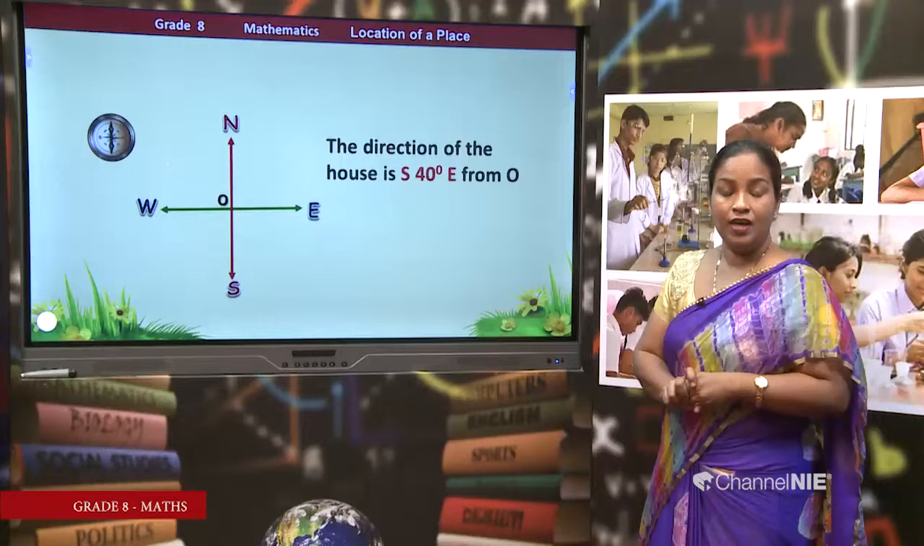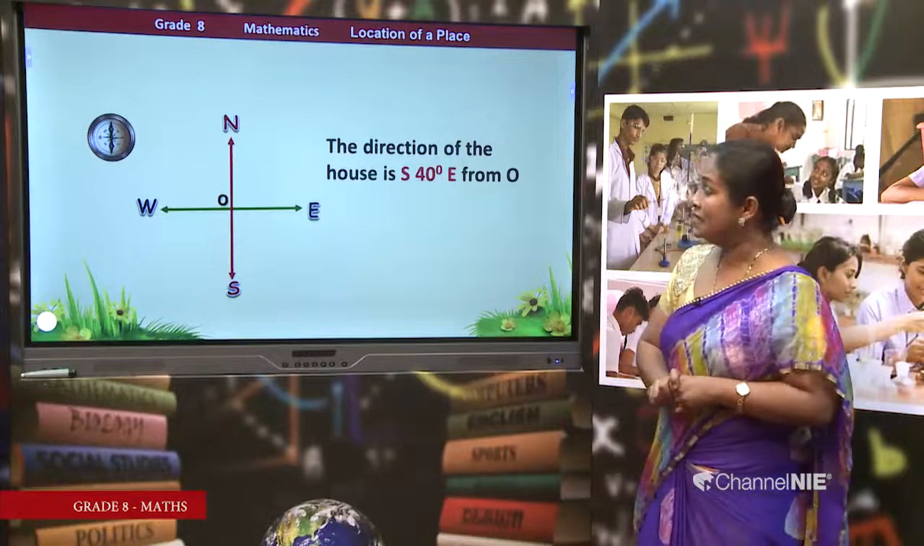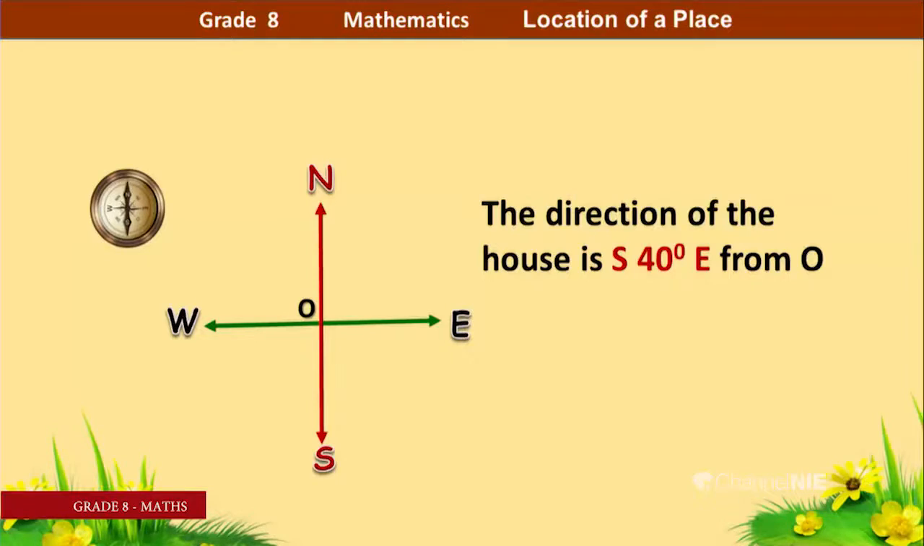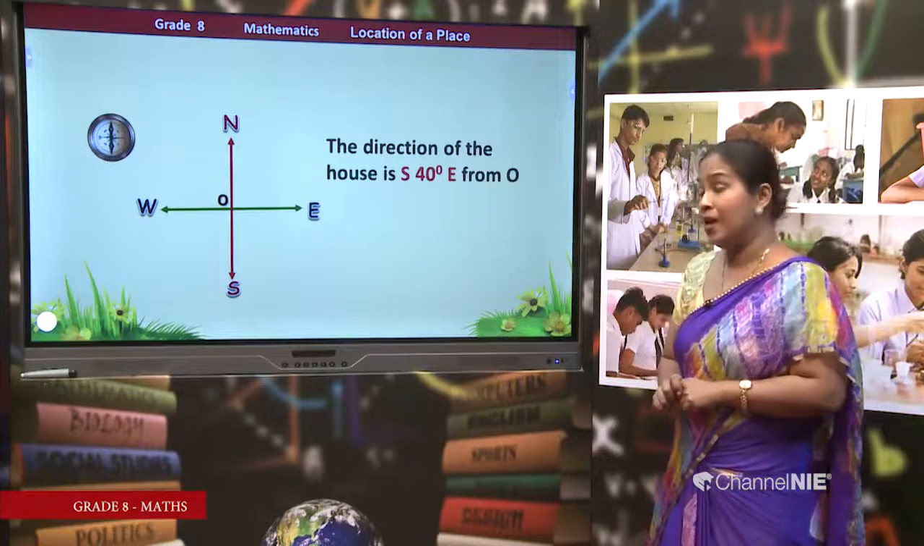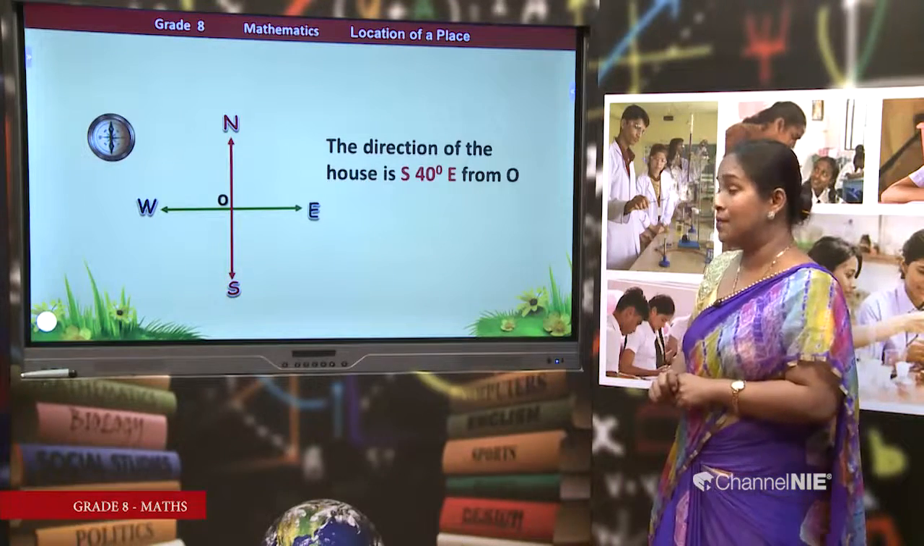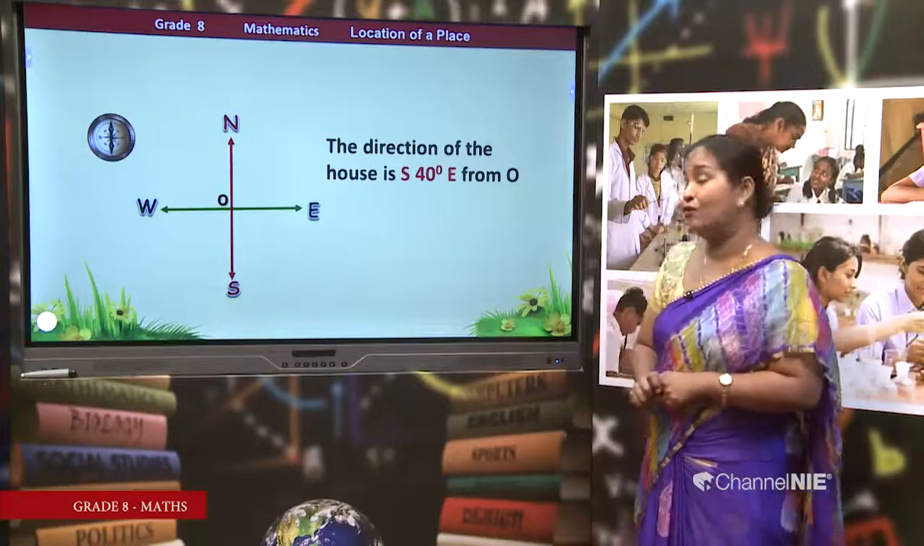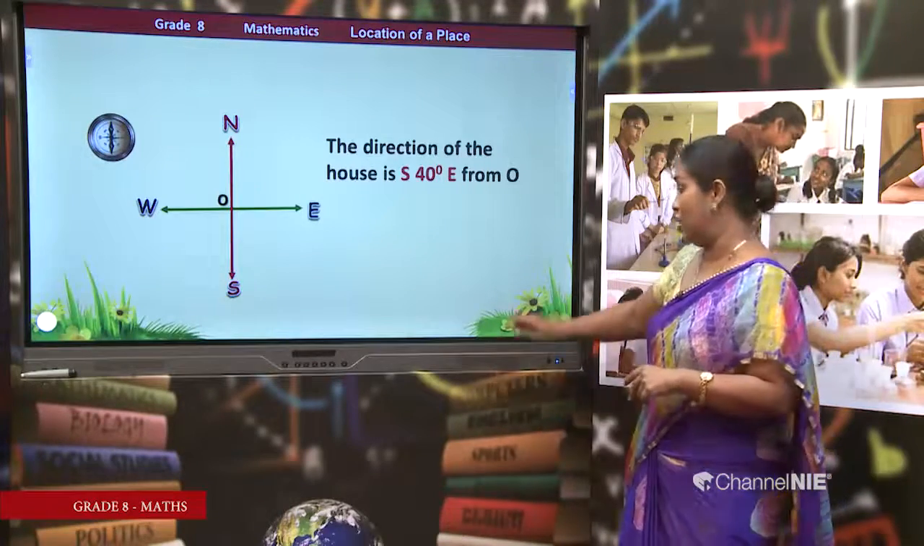Here we were given a certain direction and we are going to represent it in a diagram or sketch it out. The direction of the house is capital S 40 degrees capital E from O. So, the house is seen from the position O. The angle should start from the south direction, to which way? To east. What is the magnitude of the angle? That is 40 degrees. We will try to sketch it out.